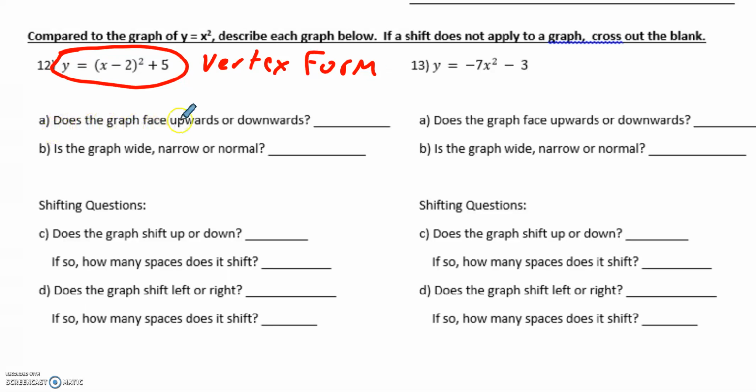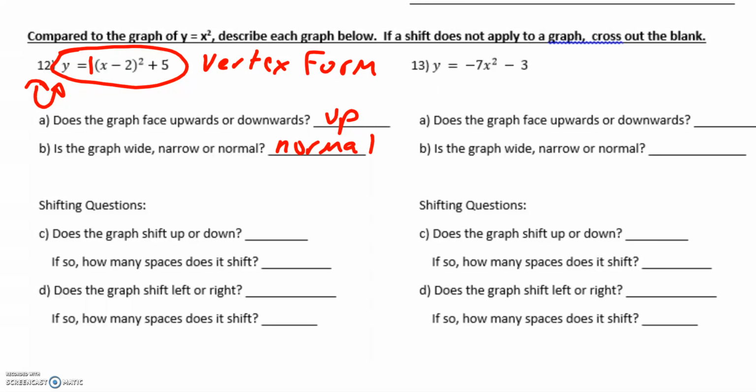First, does the graph face upwards or downwards? Well, in front of the parentheses, I don't see any negatives, which means the parabola must be facing upwards. Is the graph wide, narrow, or normal? Again, because I don't see a number in front of there, I assume it's 1. And so if this number is 1, the graph is going to be completely normal, meaning it's not changing width at all.